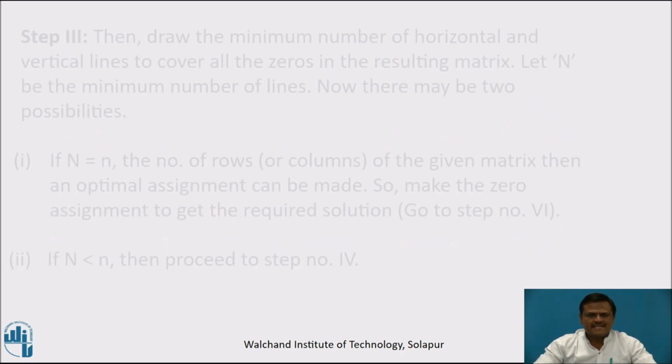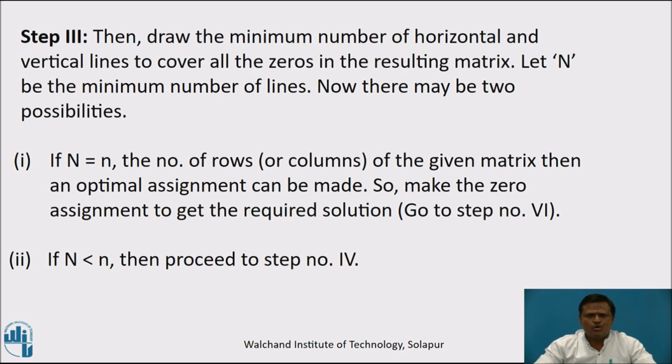Now, moving on to the next step. Step 3 is more important. It's a very important part of the entire procedure. In step number 3, we are expected to draw the minimum number of horizontal and vertical lines to cover all the zeros in the resulting matrix. Let capital N be the minimum number of lines.